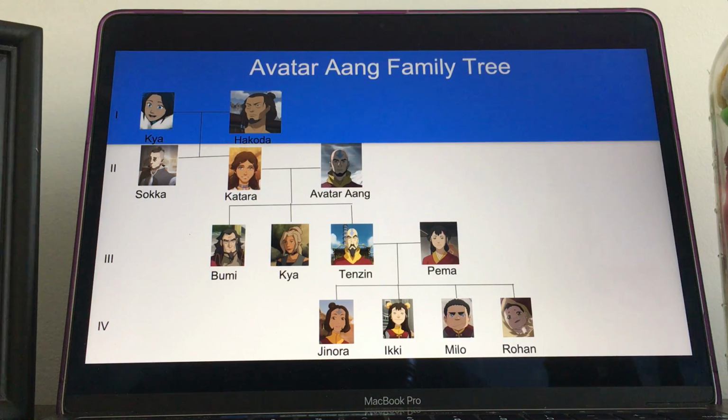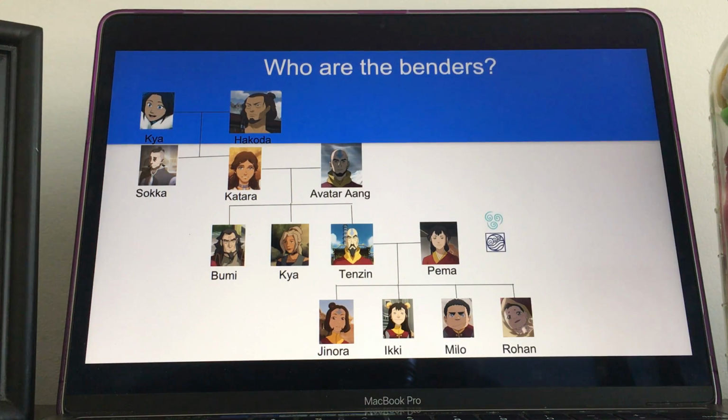Katara and Aang get married and have Bumi, Kya, Tenzin. Tenzin's the only one that marries. He marries Pema, and they have 4 children, Jinora, Ikki, Milo, and Rohan, to make up 4 generations of this family tree. So who are the benders?